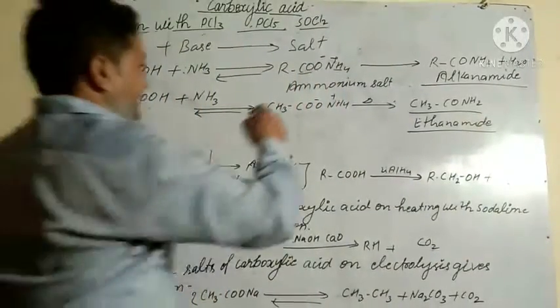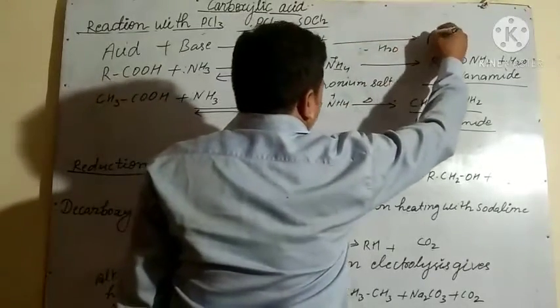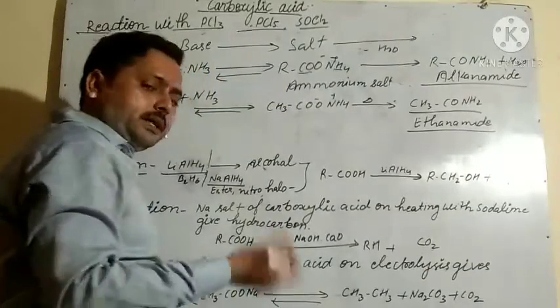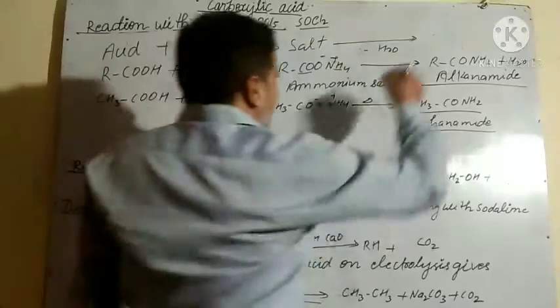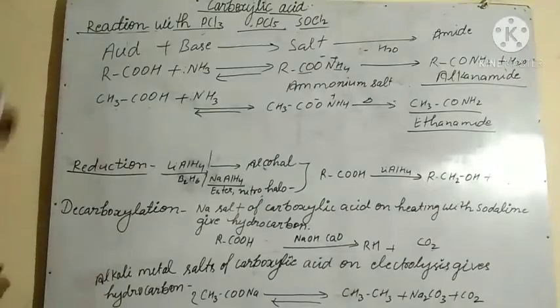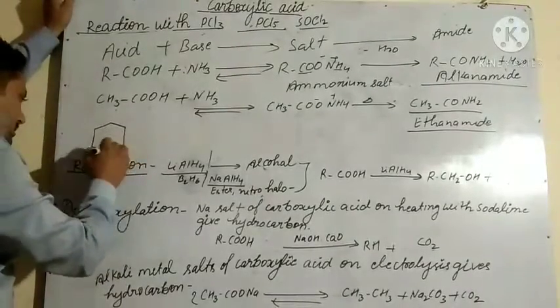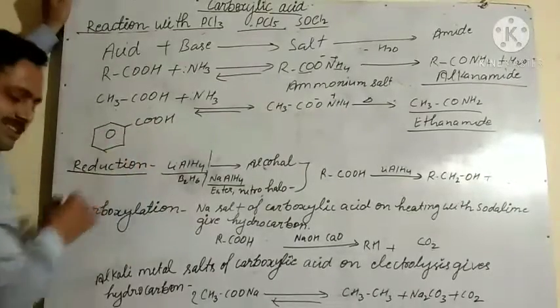When the salt is heated, it releases H2O and gives alkanamide. If the acid is aromatic, we will get an aromatic amide. So what do we write? Amide only. Okay, students, if you take this acid, I think it is benzoic acid.